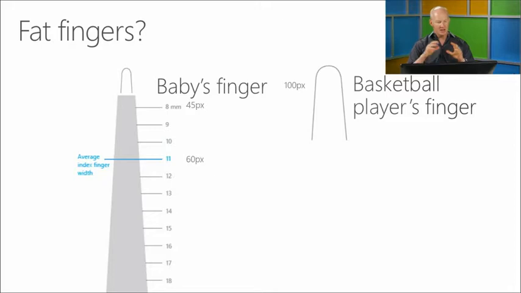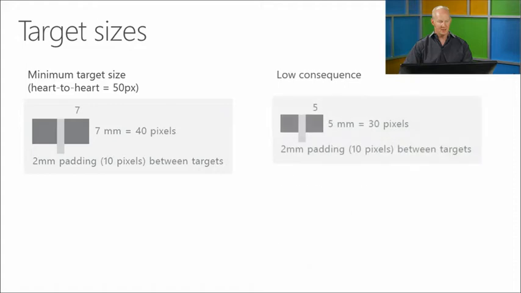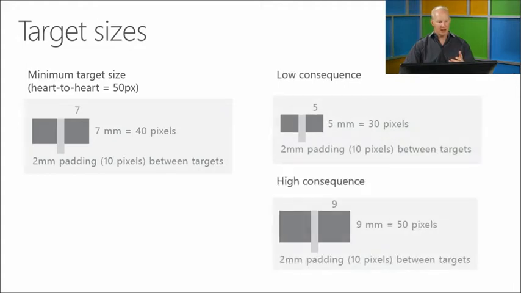But if you use that 60 pixels as a good starting place, and then start thinking about your scenarios, this data can be very, very helpful in determining your target sizes. Okay. So if we talk about the recommended target size as being 7 millimeters or 40 pixels, you have about 2 millimeters of padding or 10 pixels between targets. So the heart to heart between those two is going to be about 50 pixels. And that's a great place to start. And you might tune that according to the scenario.